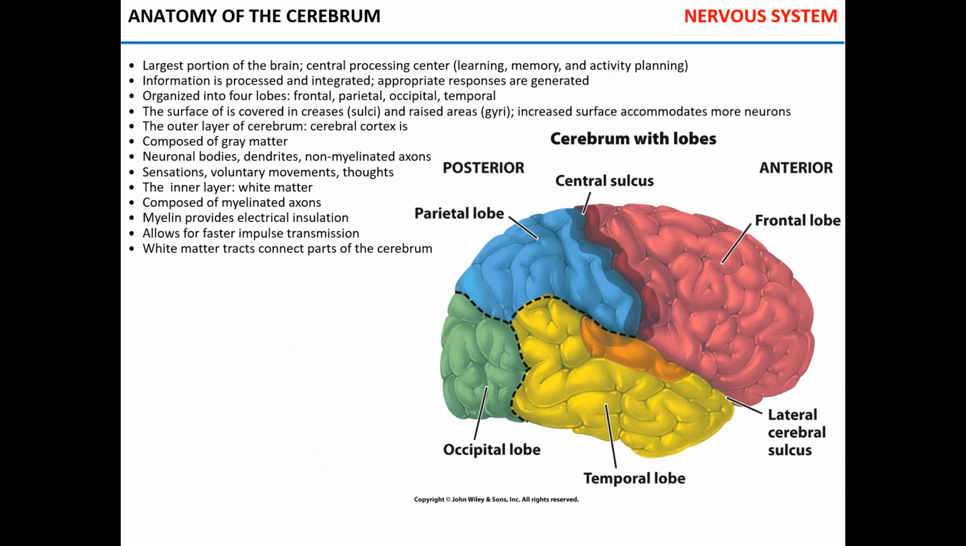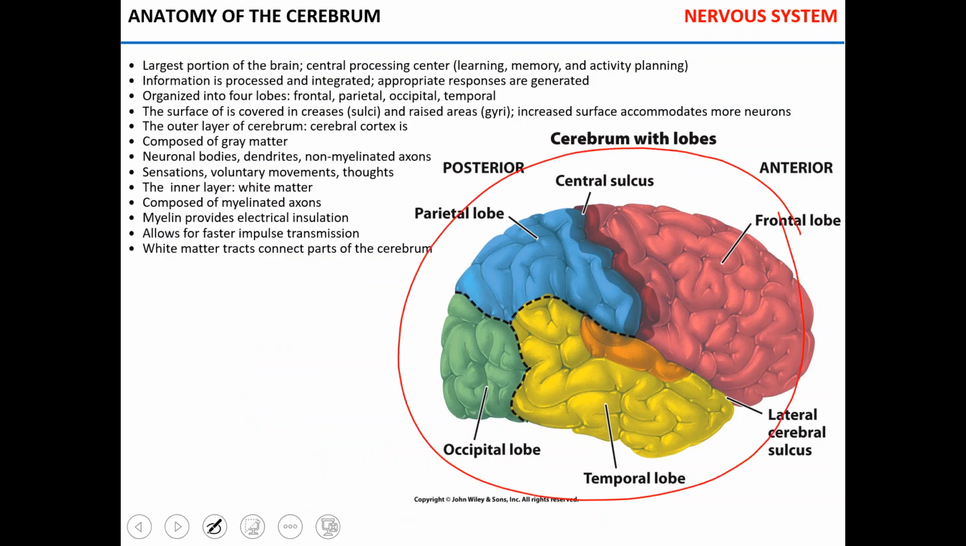Now, this is the cerebrum, the cortex. What are the main components of the cerebrum? First of all, the cerebrum can be divided into lobes. The frontal lobe in front, which is red, the parietal lobe, which is blue, the occipital lobe, which is green, the temporal lobe, which is yellow, and there is an insular lobe, which is really deep, which we can't really see, so we're not including it in the list.